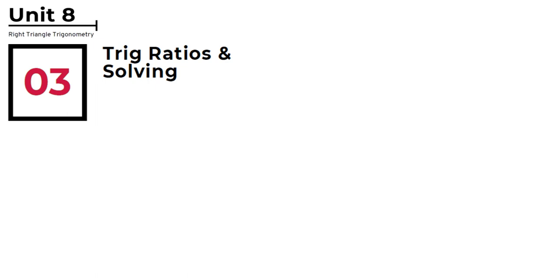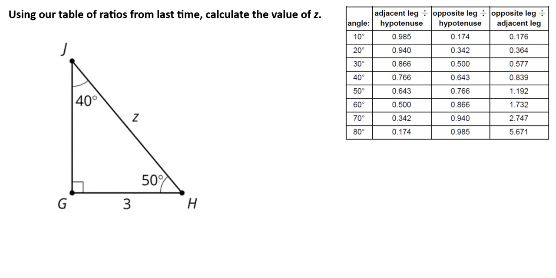Alright, this video is for Unit 8, Lesson 3. We're going to be talking about trig ratios today and using trig ratios to solve for unknown side lengths in some right triangles. So last time we looked up some triangles on the computer and we found some of their different ratios. Had you looking at the ratio of the adjacent leg divided by hypotenuse, the opposite leg divided by hypotenuse, and the opposite leg divided by the adjacent leg.